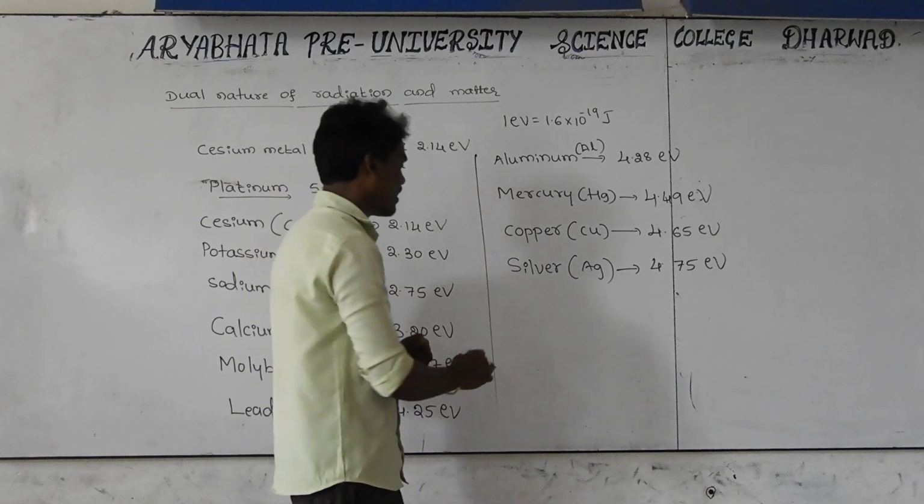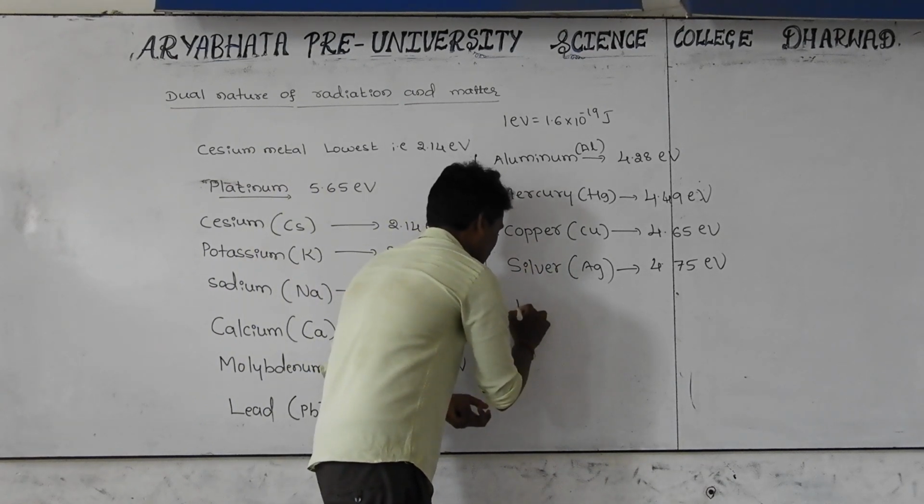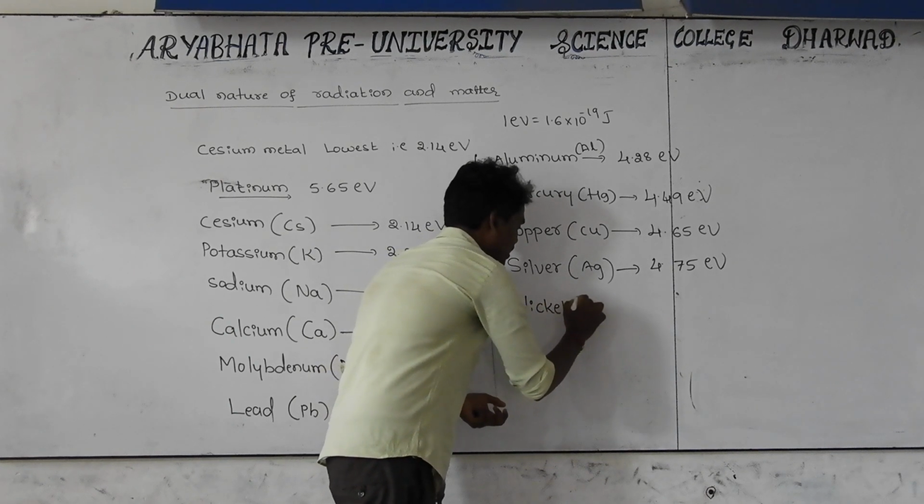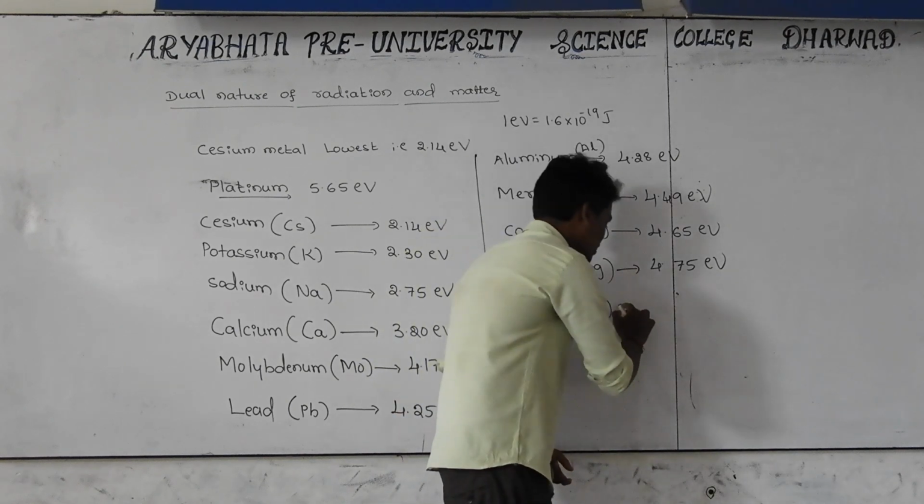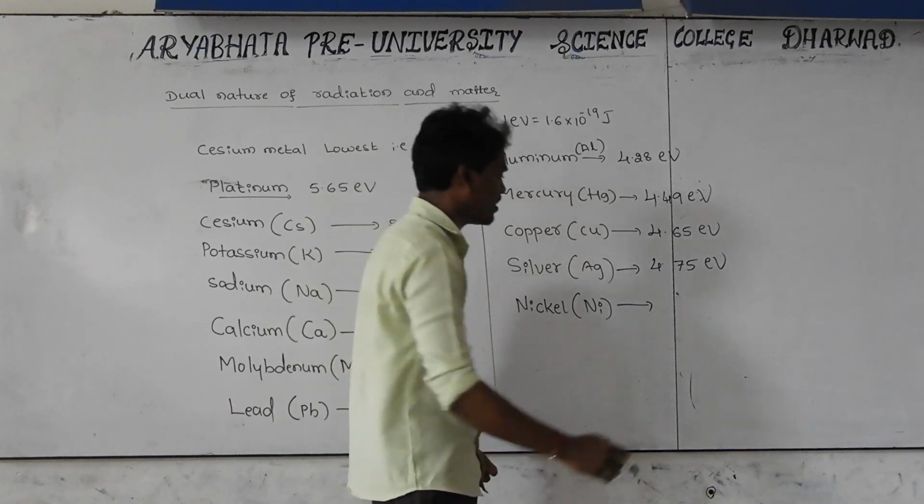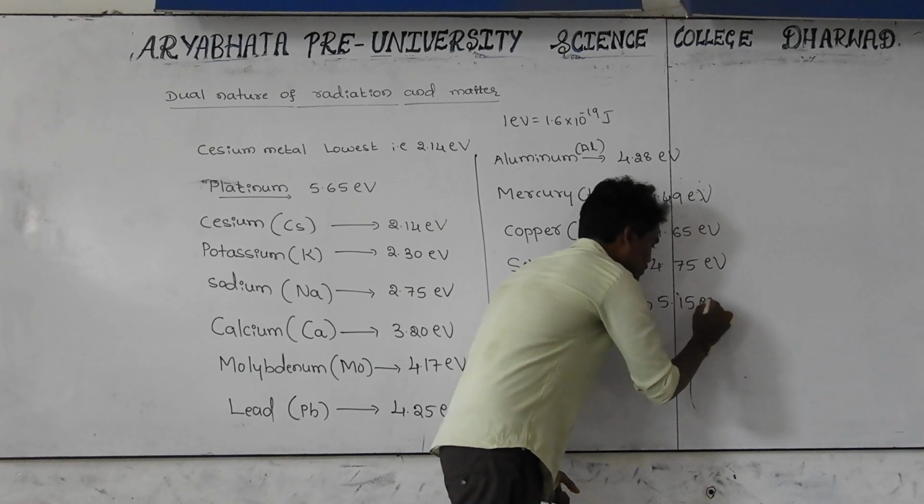4.75 electron volt. And next one is silver. Next one is the nickel, that is indicated as Ni. In order to emit the electron from the surface of the nickel, we need to supply the amount of energy in terms of electron volt, that is 5.15 electron volt.